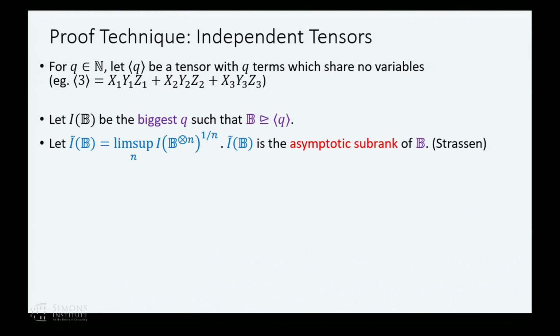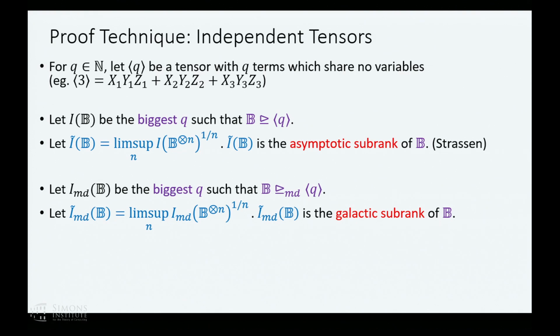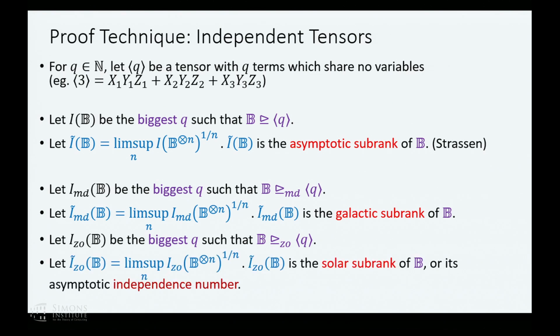Okay, and similar to how we had these 3 different methods, whether you're using degenerations, monomial degenerations, or zeroing outs, we're similarly going to have variants on this I for the 3 different methods. So I'll write I sub md for the biggest q that your tensor can monomial degenerate into. And then the asymptotic version of this, I'll call it the galactic subrank of the tensor. And similarly, I sub zo, the biggest tensor you can zero out into, and I tilde is the solar subrank of the tensor.